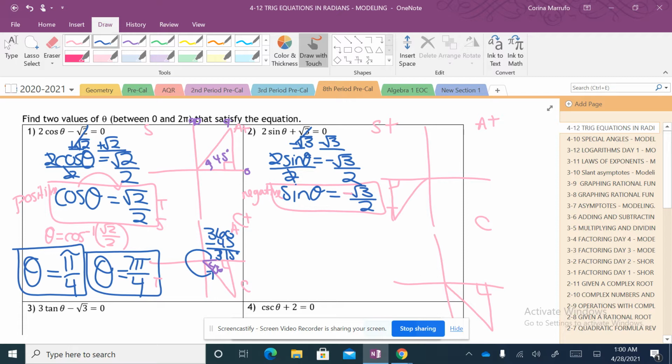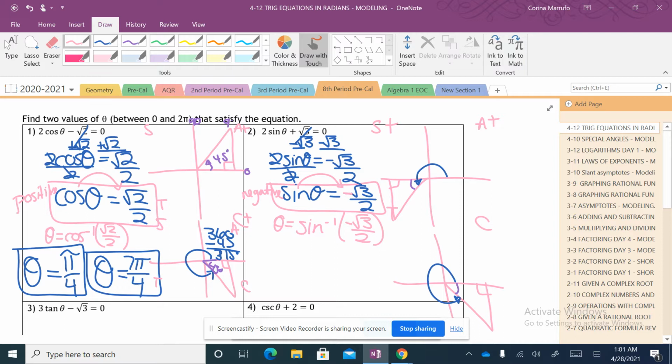So we need to find what these two angles are, from here to here, and from here all the way up to here. But we are going to need the reference angles of these triangles in order to help us find out what those angles equal. So I'm going to go ahead and use inverse sine. I move the sine to the other side, and I get theta equals inverse sine of the negative square root of 3 over 2.